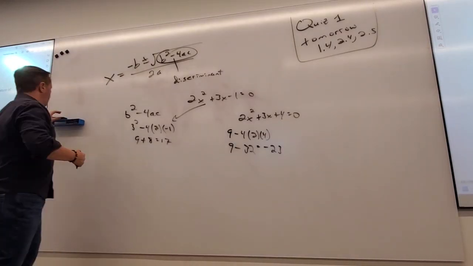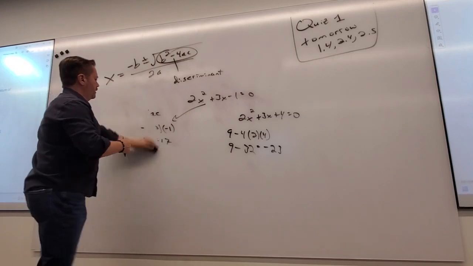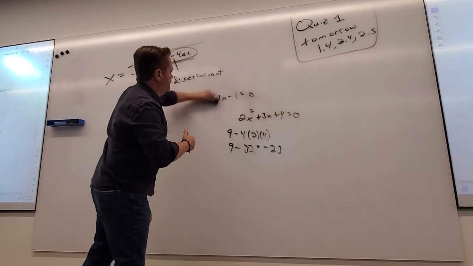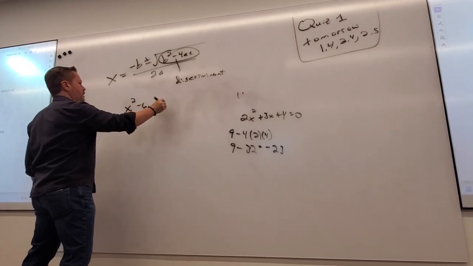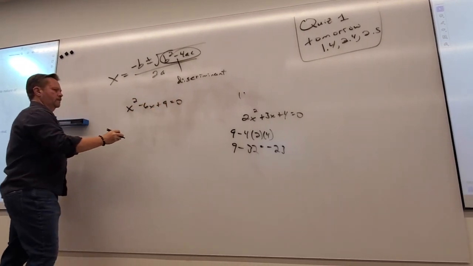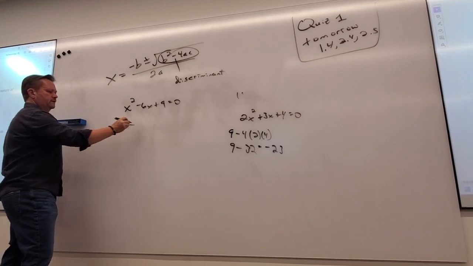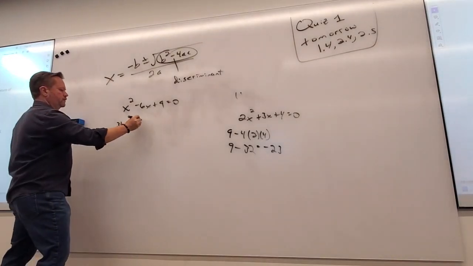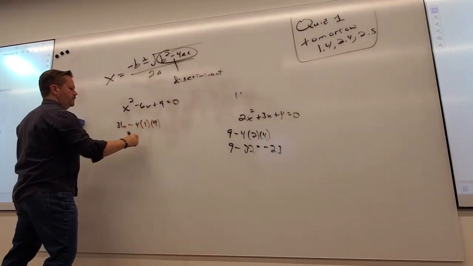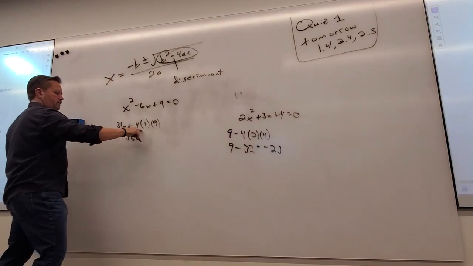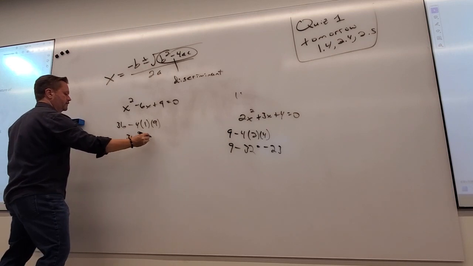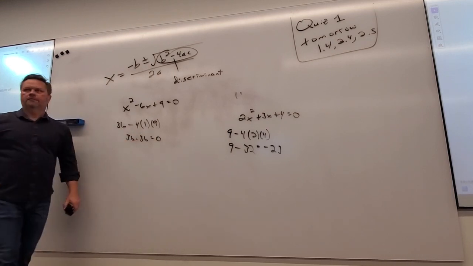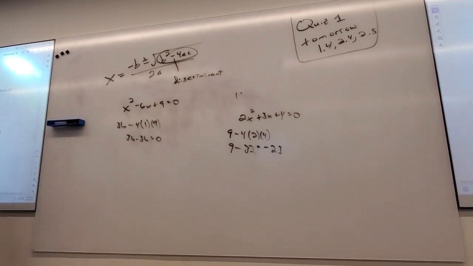Let me show you an example of that real quick, and then we'll do some new stuff. What if I had x squared minus 6x plus 9? B squared would be 36, is that cool? Minus 4 times A times C, and what is 36 minus 36? 0. So I'll get 1 answer.